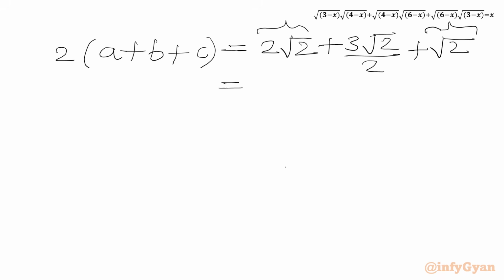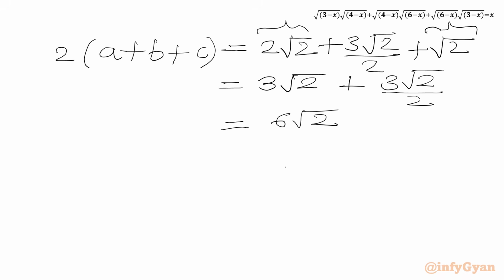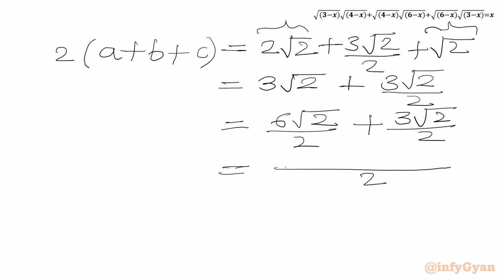So we can write RHS equal to 3 root 2 plus 3 root 2 over 2, which we can write as 6 root 2 over 2 plus 3 root 2 over 2. Denominator is same. So we'll write 2 as a common denominator. 6 root 2 plus 3 root 2. So we'll be getting 9 root 2 in the numerator. And in denominator we have 2.